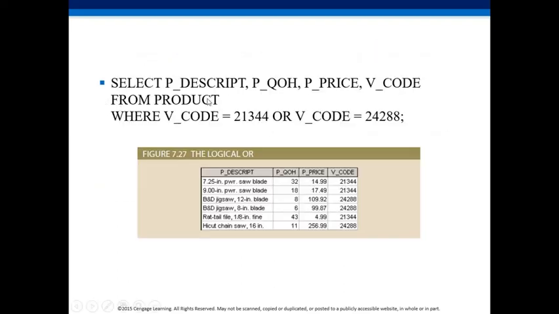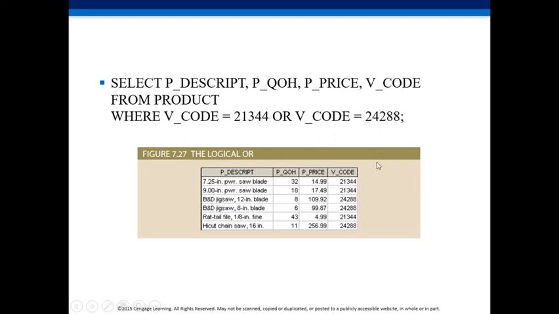Here's a simple query. We have select product description, quantity, price, code, vendor code from product, where the first condition is V code is equal to 21344 or V code is equal to 24288. So here, we have two conditions, and then we have the OR. With OR, either one of the two conditions can be achieved.